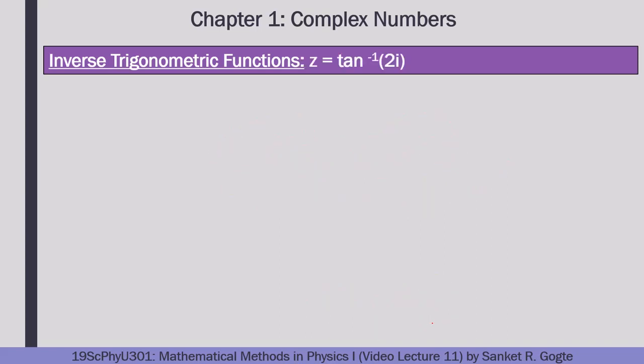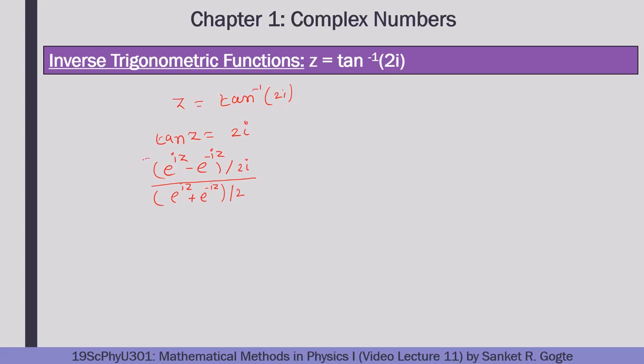Let's consider one example. Let's try to find out tan inverse of 2i. So we want z, which should be equal to tan inverse of 2i. Where do I start? I first have to use the fact that tan z is equal to 2i. Now the problem has boiled down to finding z such that tan z is equal to 2i, and by definition of tan z we know that it is equal to e to the power iz minus e to the power minus iz divided by 2i, divided by e to the power iz plus e to the power minus iz divided by 2.